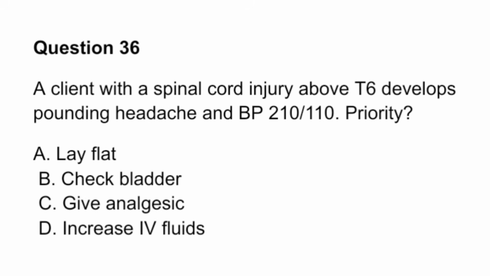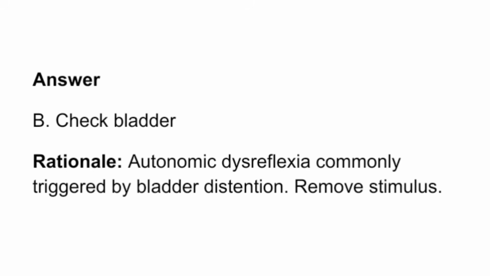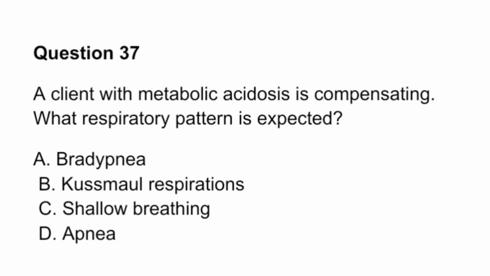Question 36. A client with a spinal cord injury above T6 develops pounding headache and BP 210 per 110. Priority: A. Lay flat. B. Check bladder. C. Give analgesic. D. Increase IV fluids. Answer: B. Check bladder. Rationale: autonomic dysreflexia commonly triggered by bladder distension. Remove stimulus.